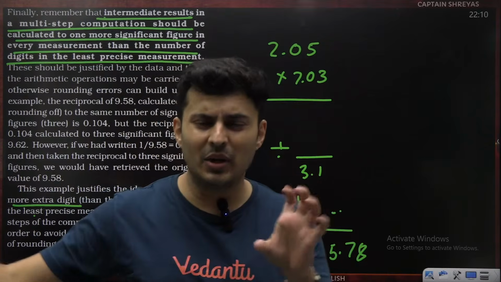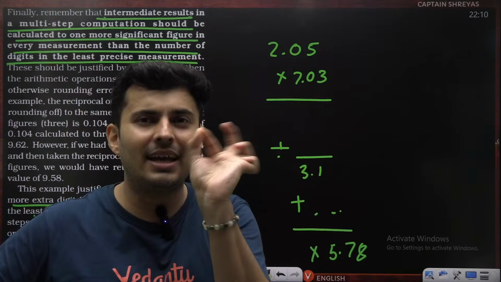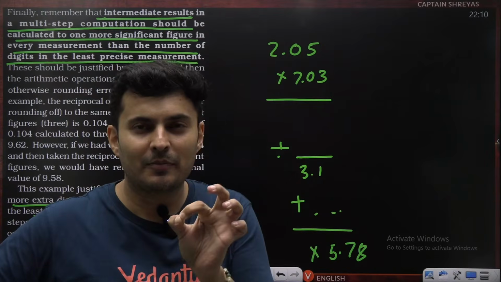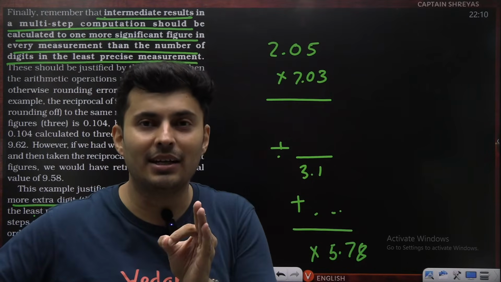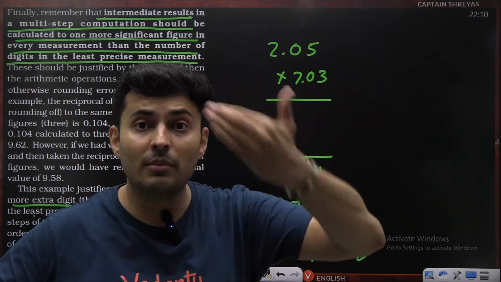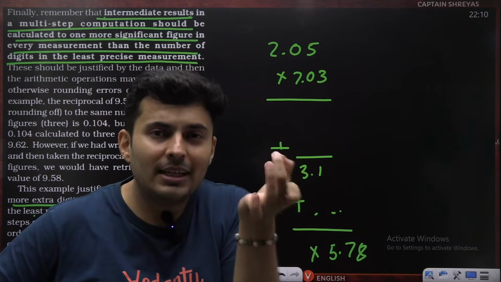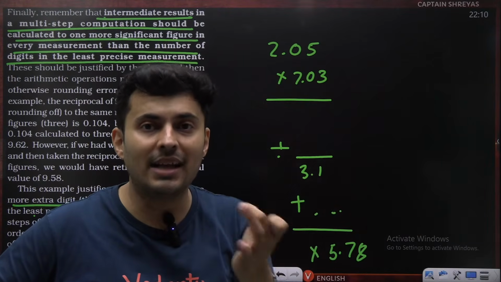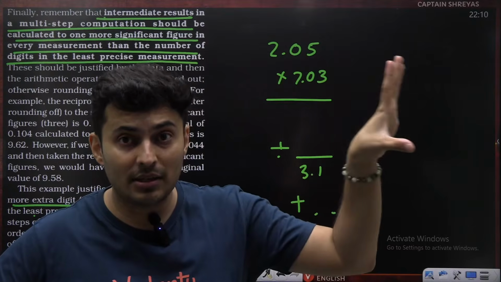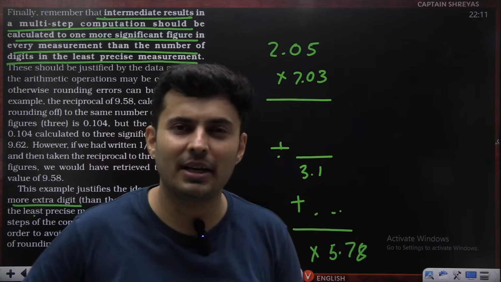Why are they saying that? Because if you are omitting certain digits, there might be some small error which will come up. That small error will get accumulated, and at every step that error might become more and more, and maybe that error might become a little bit noticeable towards the end had you not considered those extra digits. It kind of makes sense also, right?